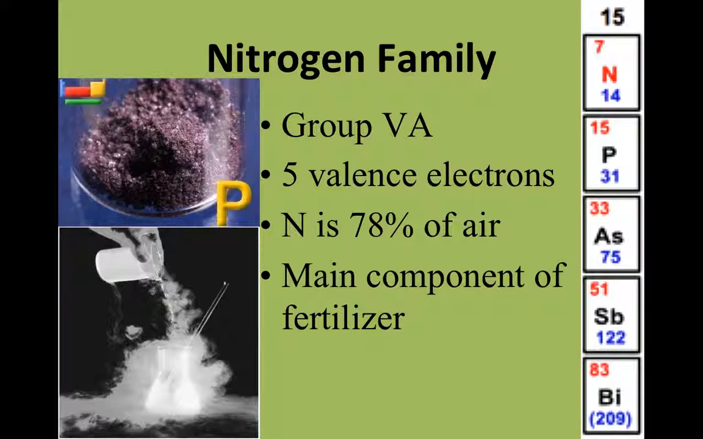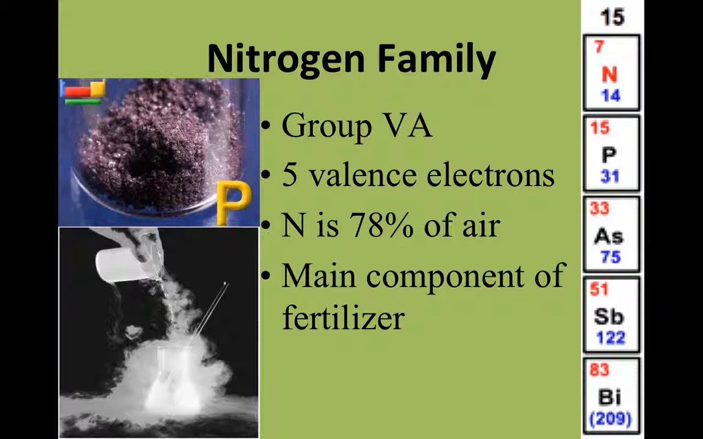The next family is nitrogen. Nitrogen is group 5A. It has 5 valence electrons. And again, an important fact there, nitrogen is 78% of the air. So the gas nitrogen is 78% of the Earth's atmosphere that we have in there.